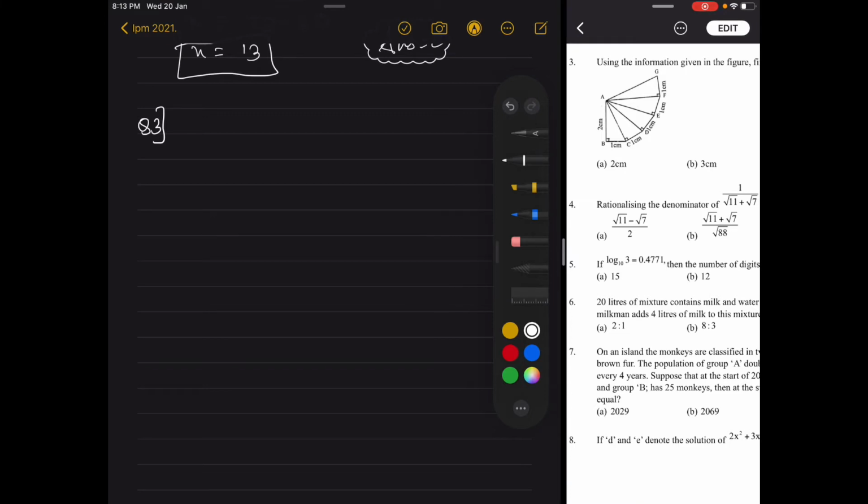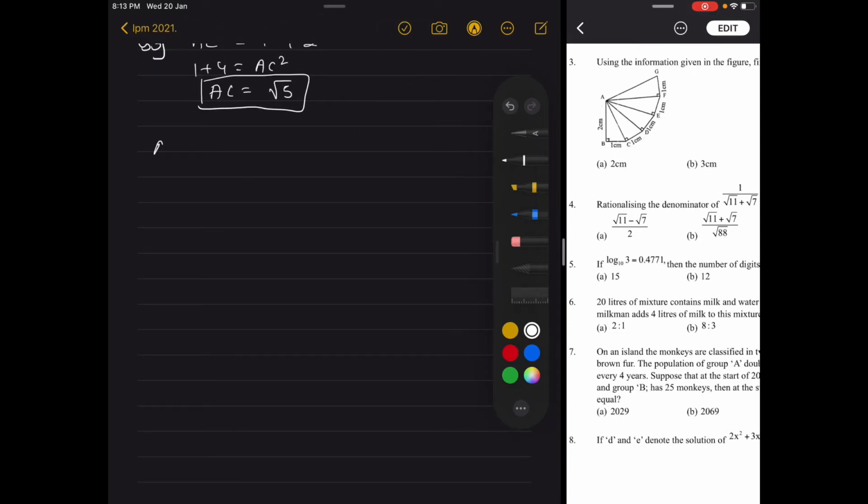Okay, let's start. So what will be AC? First we will find that out. So AC square should be equal to 1 square, that is BC square, plus AB square, that is 2 square. So 1 plus 4 should be AC square. AC would be equal to root 5. Okay, we got it. Now second line, AC square plus CD square should be equal to AD square.